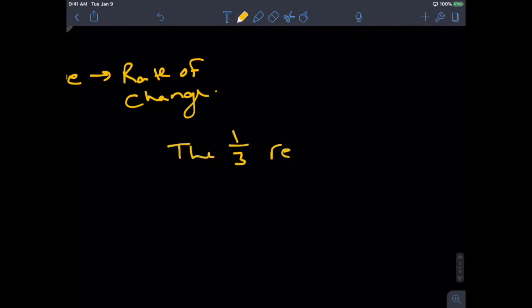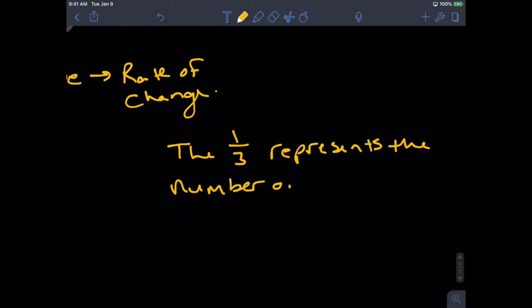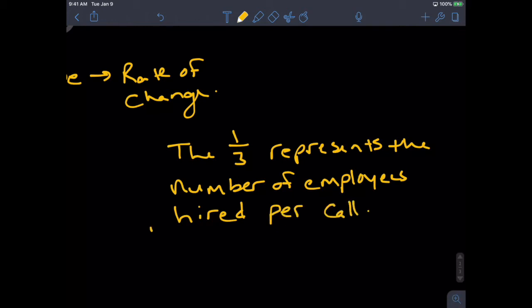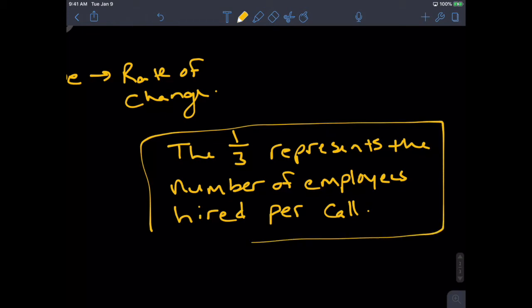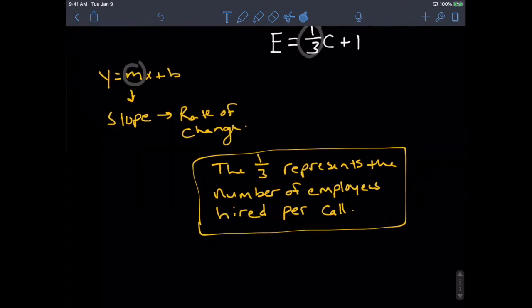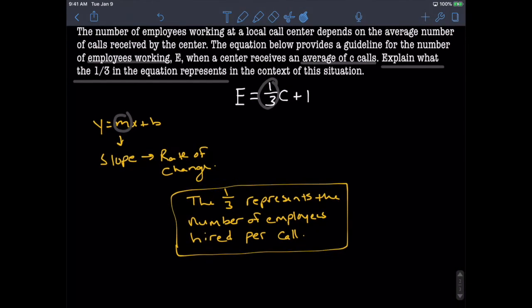The 1/3 in our equation represents, and first we're going to put our y category, that would be number of employees working or hired. Per, very important, whatever your x category is. Call, or calls received. The 1/3 represents the number of employees hired per call.